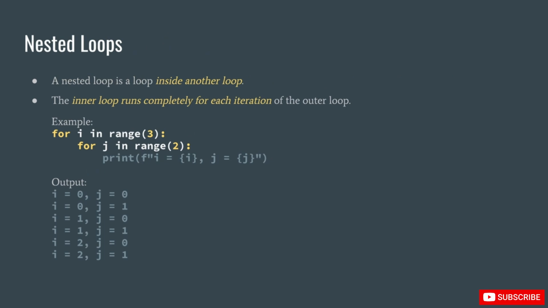A nested loop is simply a loop inside another loop. The inner loop runs completely for each iteration of the outer loop. This allows us to handle more complex repetition, like when we need to iterate over multiple dimensions or multiple sets of data.